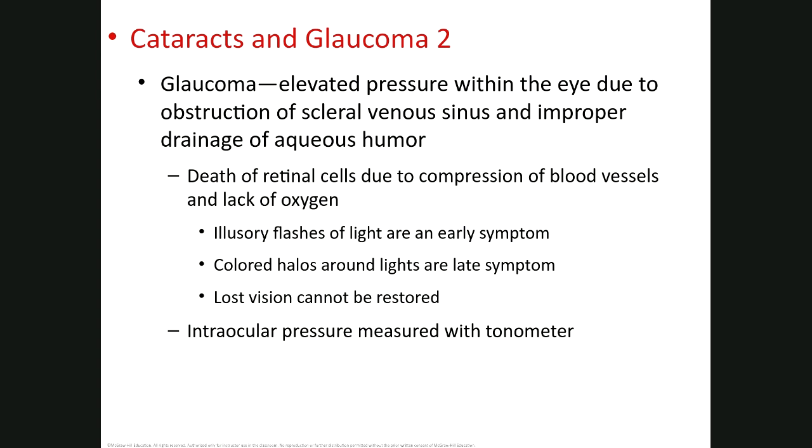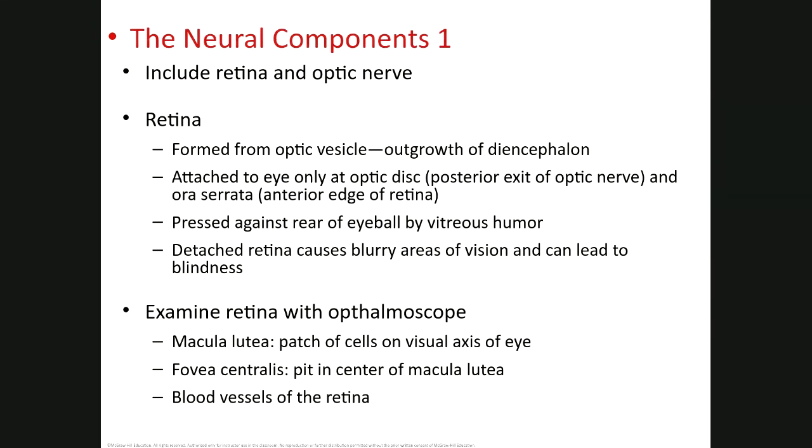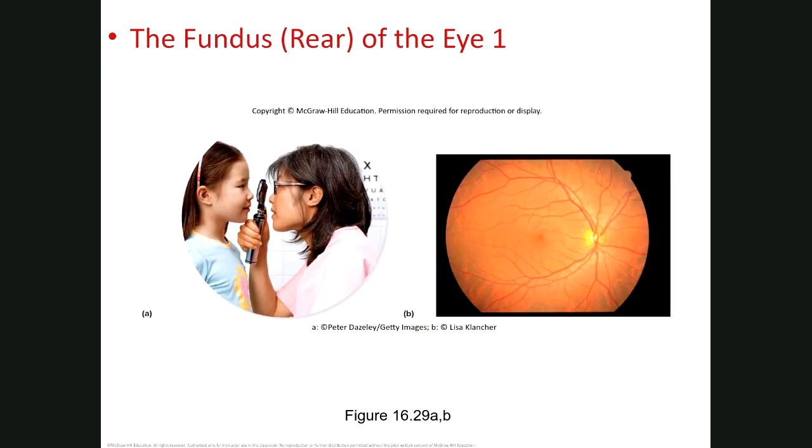All right, moving on. The neural components include the retina and the optic nerve. All right, the retina, like we know, is part of the optic nerve, and is pressed against the rear by the vitreous humor. And we can examine it and find the fovea centralis in it and the blood vessels that populate the area. And this is part of a regular eye exam, huh?